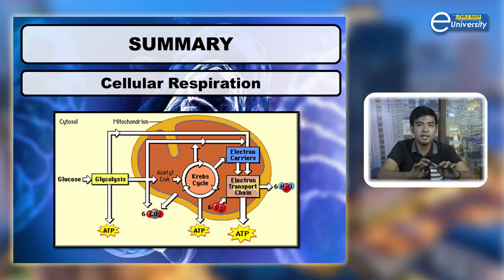which are further used in the electron transport chain, producing 32 to 34 molecules of ATP. So 2 molecules for glycolysis, 2 molecules for Krebs cycle, and 34 molecules for the electron transport chain. So those are the processes of cellular metabolism.